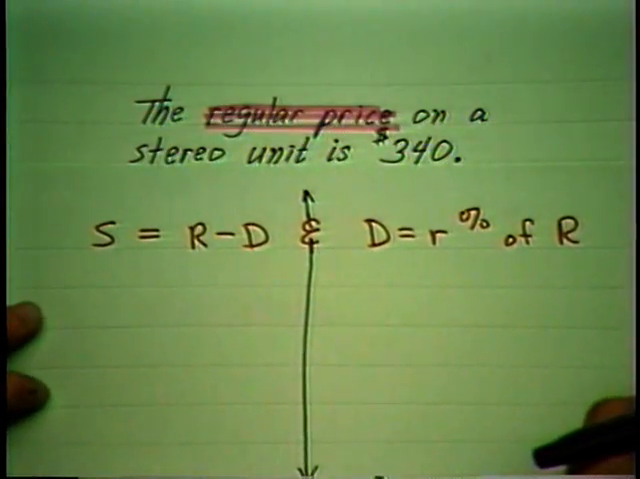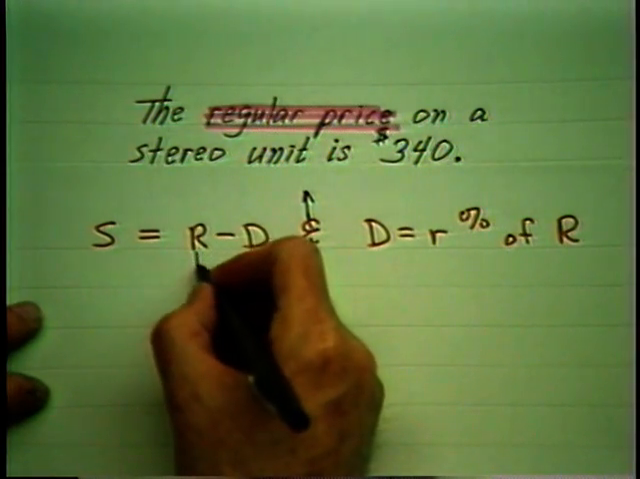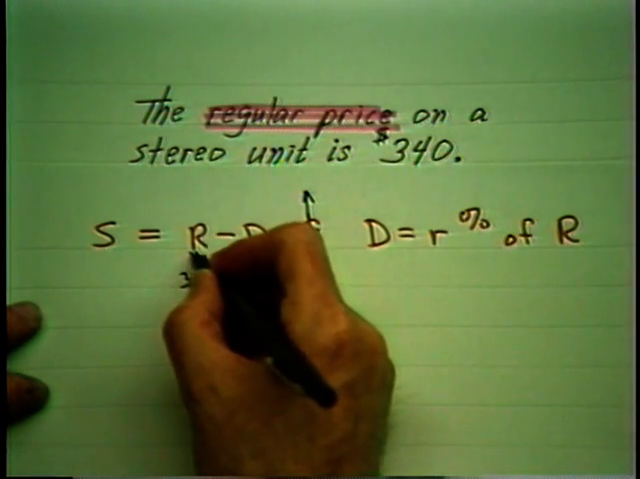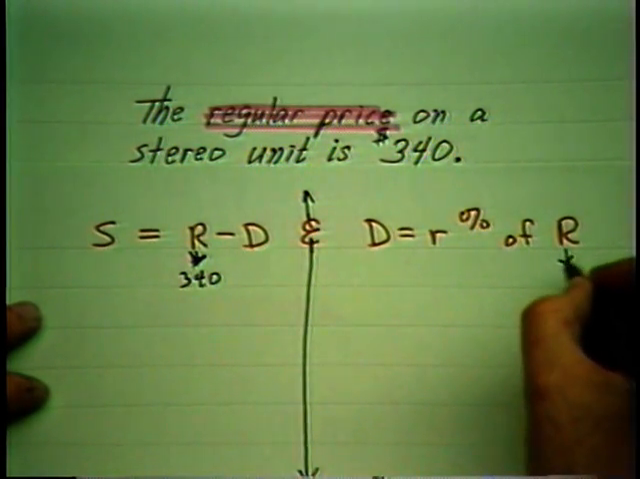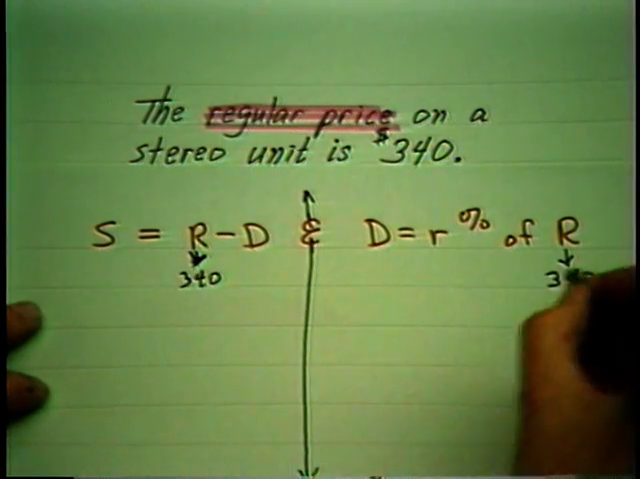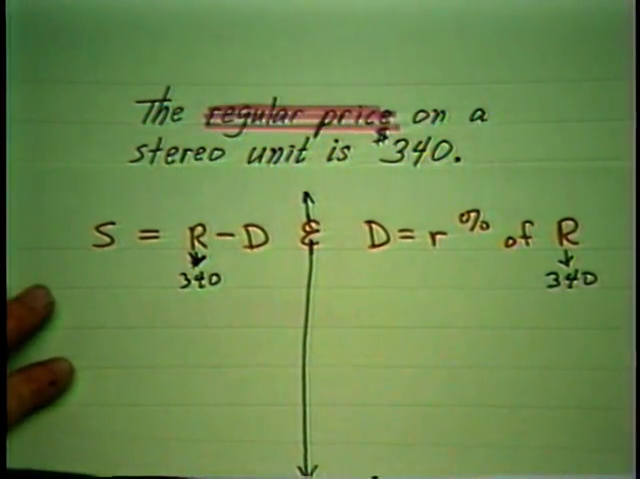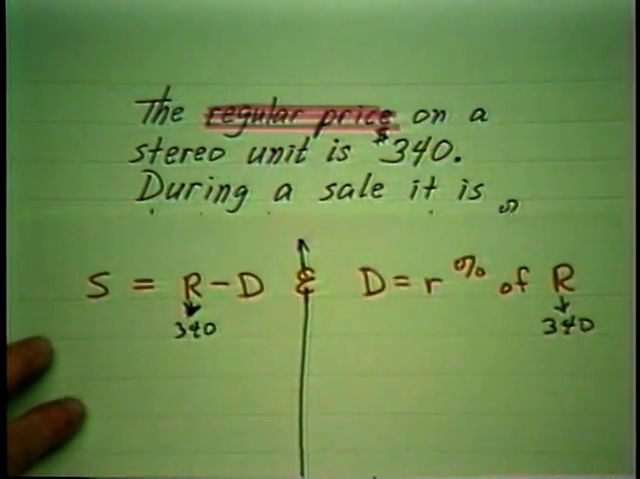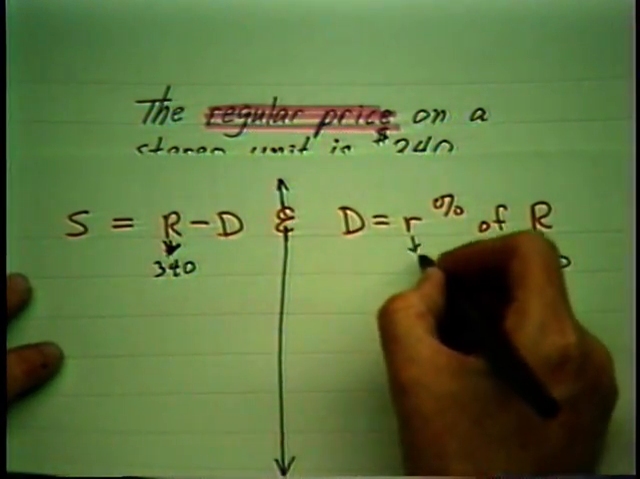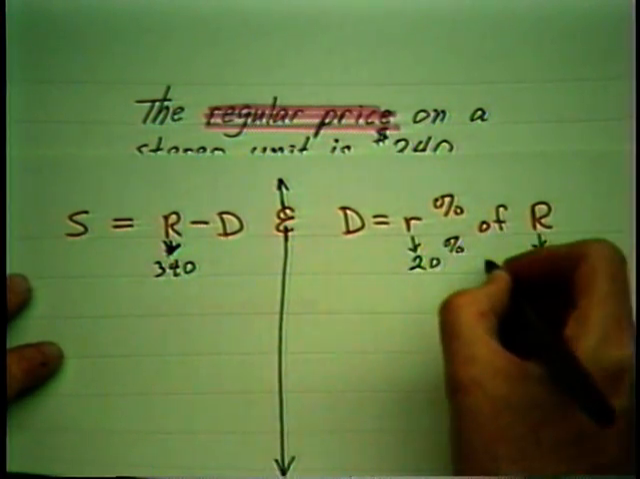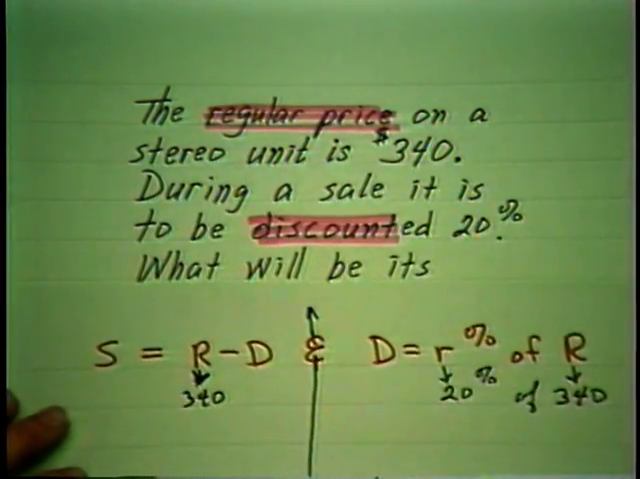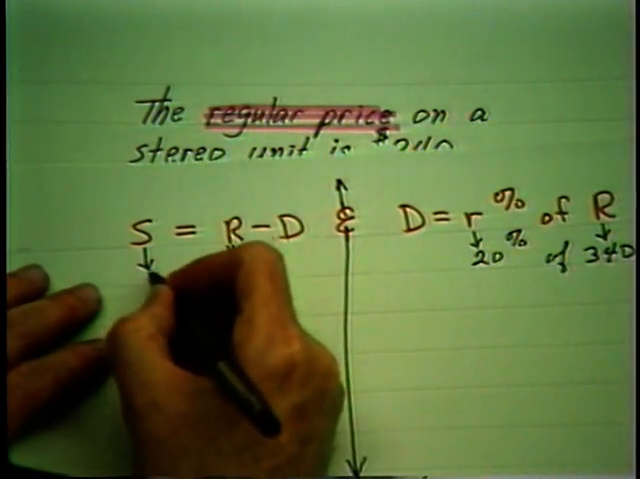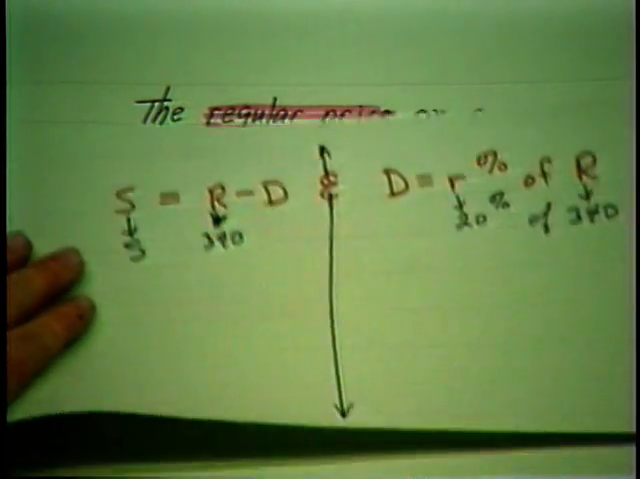The regular price, okay, here's regular price, and they told me that's $340. But also, I might need it over here, so $340. Now, what else do they tell us? During the sale, it is discounted at 20%. So they're telling me the discount rate is 20%. What else do we know? What will be the sale price? So they're telling us it's a sale price we want to know.